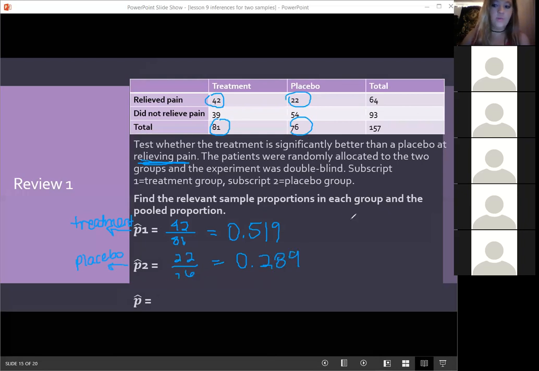And then lastly, our pooled proportion is basically going to be our total that relieved pain, which is going to be our 64, divided by our total people in general. So we're just going to do 64 divided by 157, which is going to come out to 0.408.